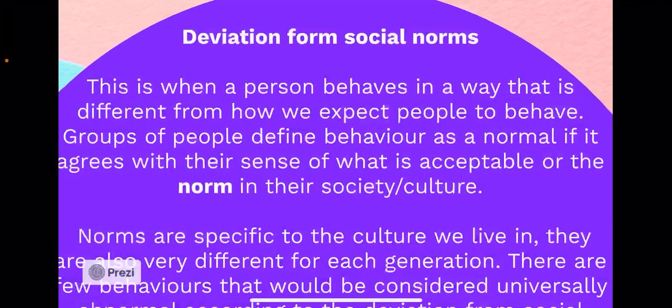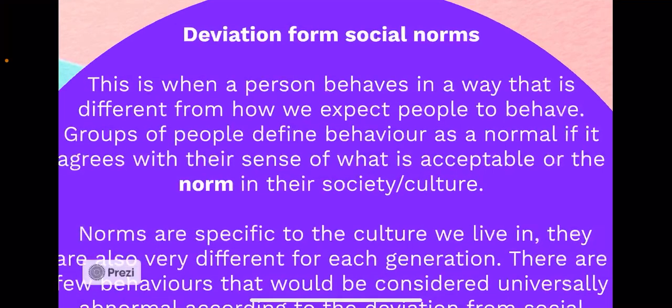So, deviation from social norms. This is when a person behaves in a way that is different from how we expect people to behave. Groups of people define their behaviour as normal if it agrees with their sense of what is acceptable or the norm in their society or culture. Within societies, we have explicit norms, which are rules that are governed by law, and implicit norms. An example of that would be queuing, which is an expected behaviour in the UK, but you wouldn't be arrested if you chose not to queue. You would just be seen as a rude person in our society.